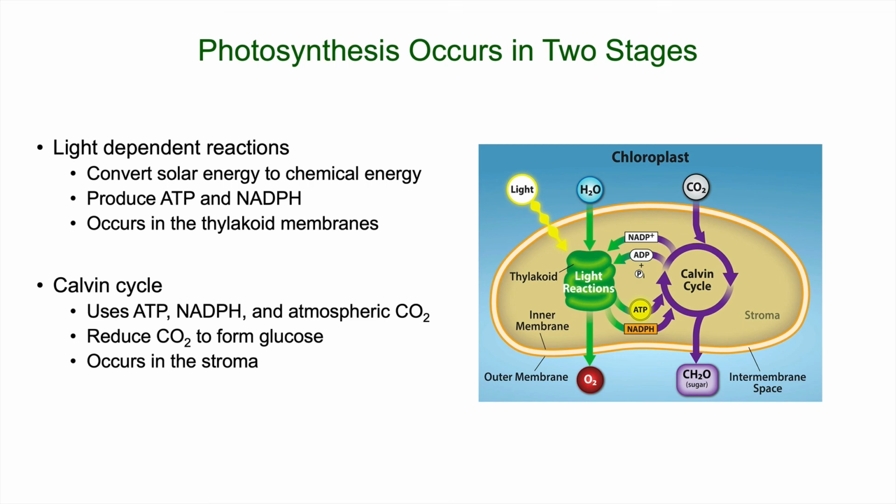The second part, which is light independent, doesn't use light, and it doesn't mean it has to happen in the dark. It just doesn't use light. This is the Calvin cycle. This is where we're going to take our carbon dioxide and we're going to reduce it to form sugar. And we're going to use products of the light reaction to do this, okay?